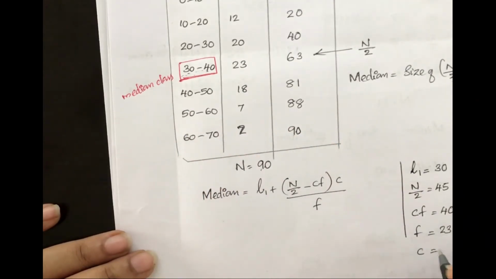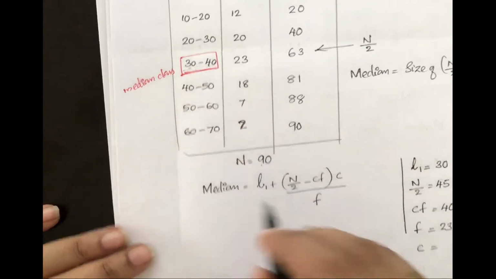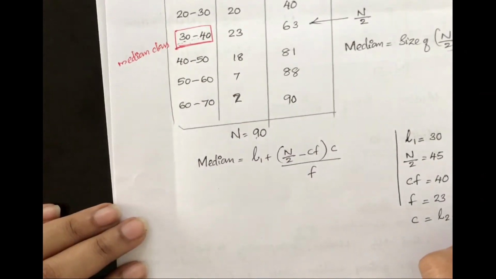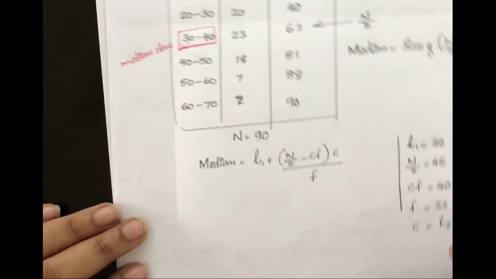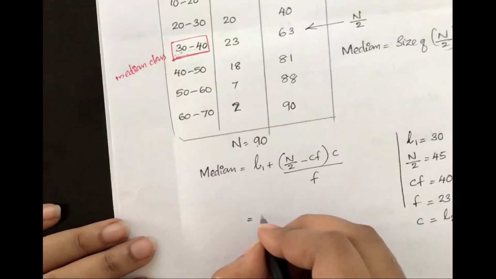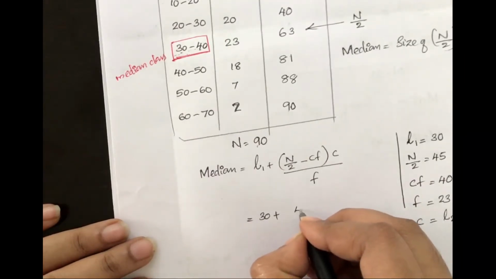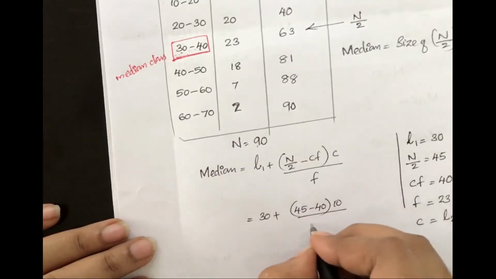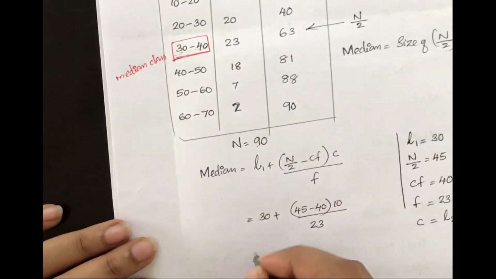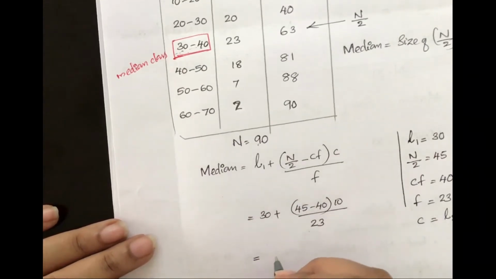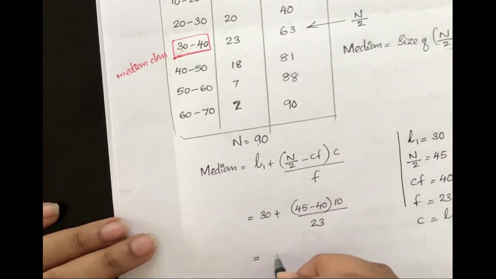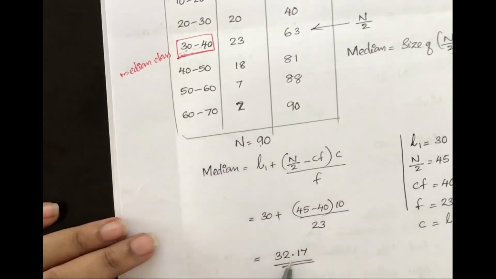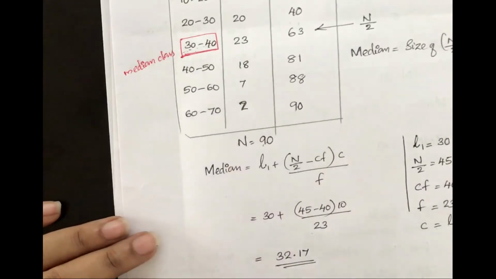And C is the class width of the median class. Class width is usually found by L2 minus L1, that is 40 minus 30. Class width is 10. Substitute these values in this equation. We will get 30 plus (45 minus 40) into 10 divided by 23. When we solve this, we will get the median as 32.17. Look at this, the value is in between 30 and 40.